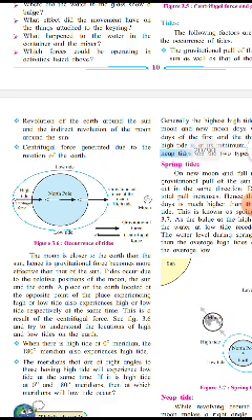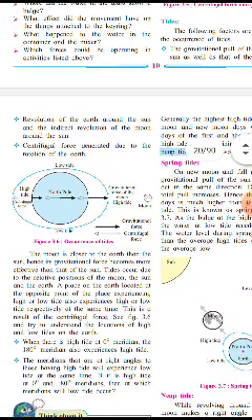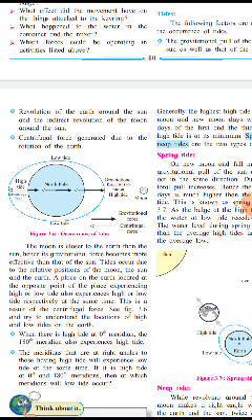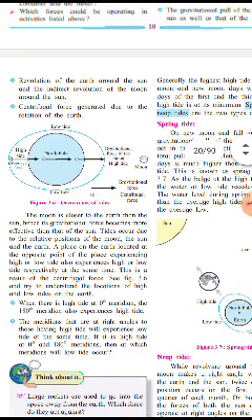See the figure given here, figure 3.6, Occurrence of Tides. We have learned that there are two types of tides. See here, the gravitational force of the moon, and here, between the moon and the earth, the centrifugal force acts on that.